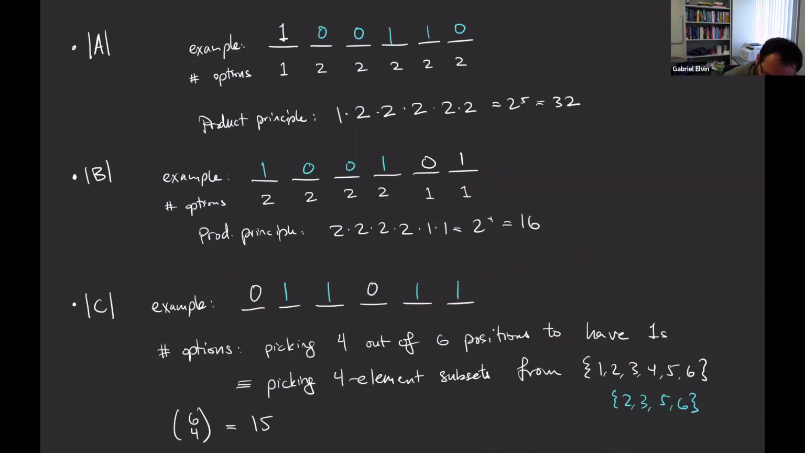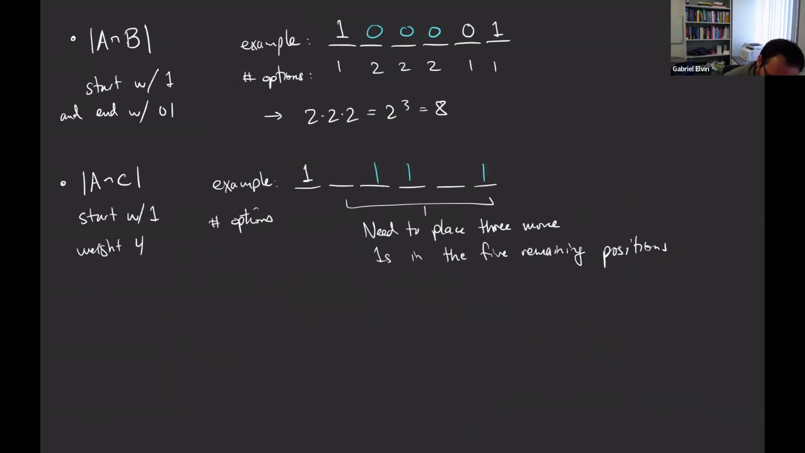And so this is the same exact setup as with just C, where we needed to pick 4 out of the 6 positions, or in other words, pick 4 element subsets of the set 1 through 6. But now you can think of it as we're picking 3 element subsets from the set 2 through 6. And so we have a set of size 5, and we're picking 3 element subsets from it. So that's 5 choose 3.